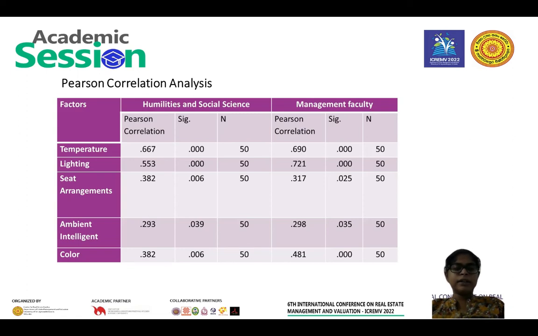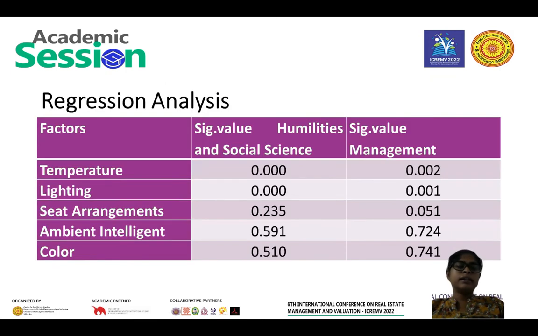And I tested the null hypotheses at the 5% significance level using this analysis method, and all the null hypotheses were rejected, and the relationship between ambient factors and learning effectiveness is positive. Then I would like to move to the other analysis method, the regression analysis. According to the regression analysis result, only temperature and lighting can impact the learning effectiveness of both faculties.